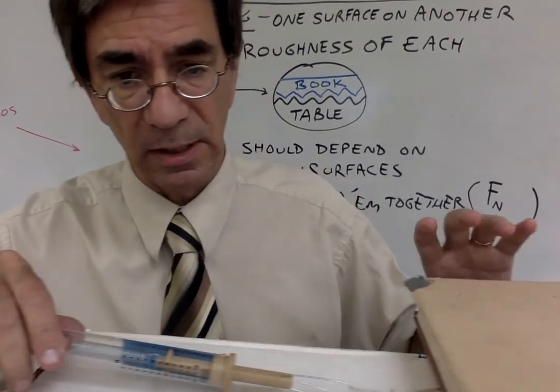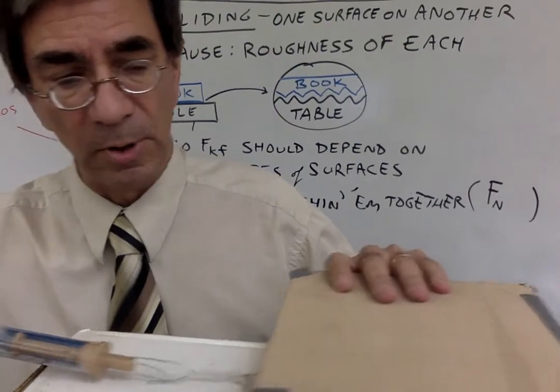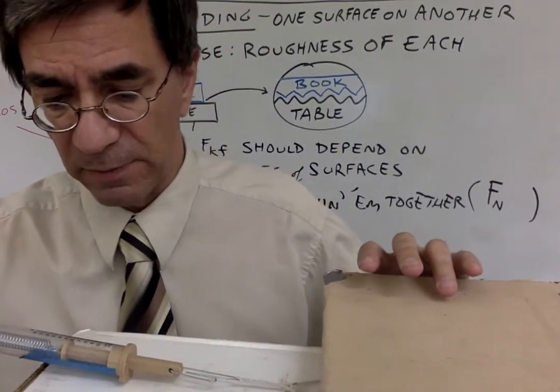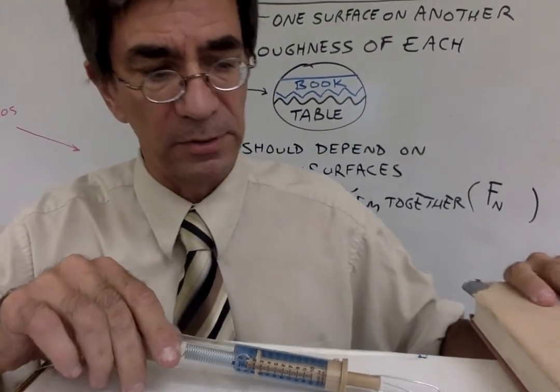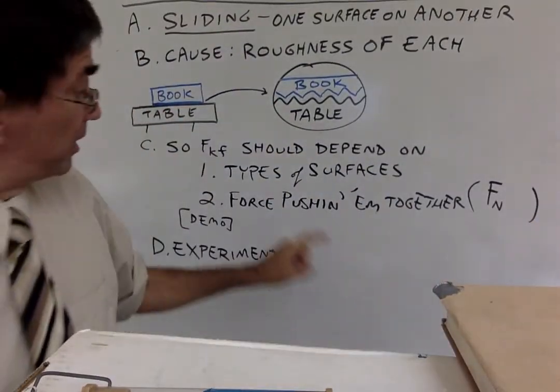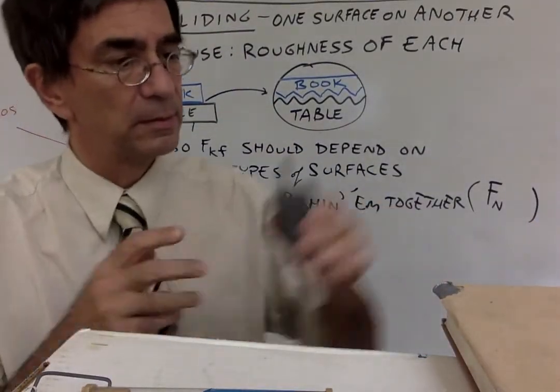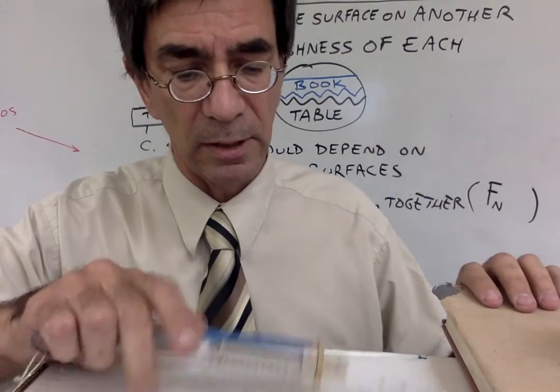So let me do this here. The book, kind of our control, the book by itself, like that, on a smooth surface, I get about 4 or 5 newtons. If I want to change the normal force, I could put a brick on the book.